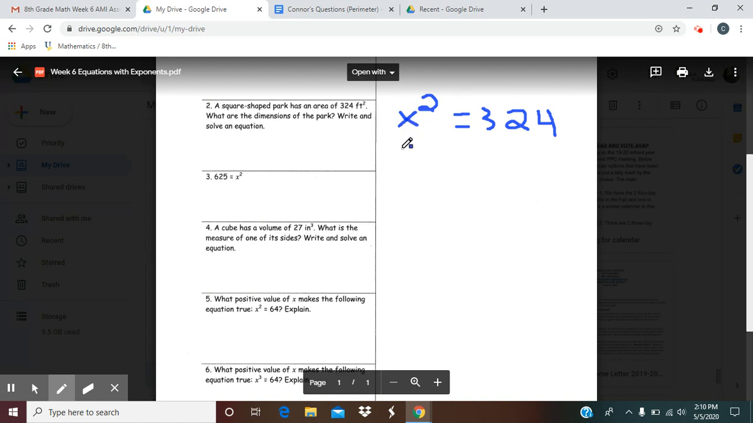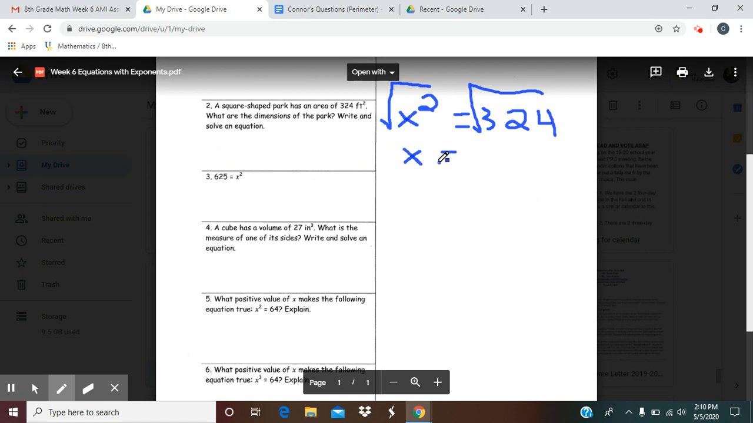So from here, I want to be able to solve this. It's going to work exactly the same way. We are going to take the square root of both sides to find the length of a side. So the square root of 324 is what we are looking for. And if I take the square root of 324, that gives me 18.